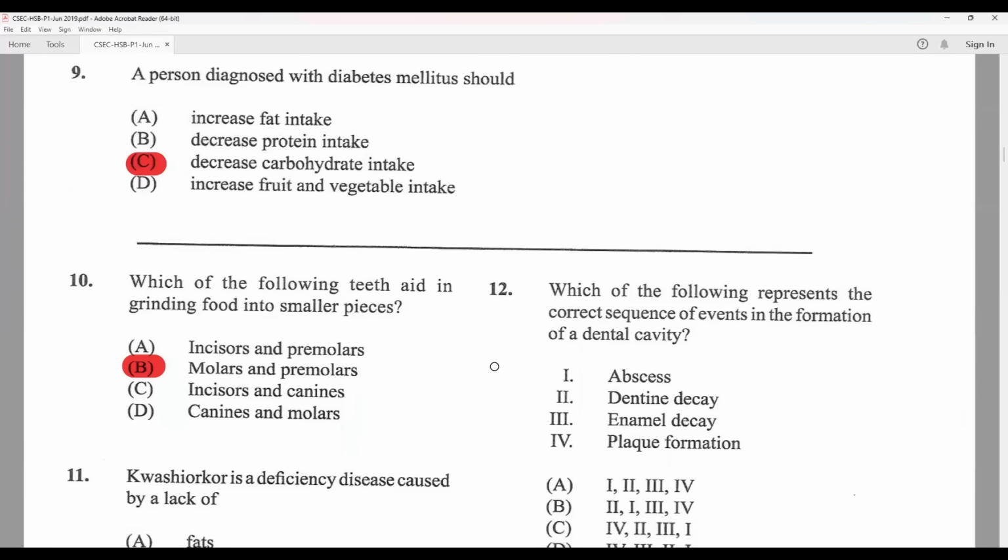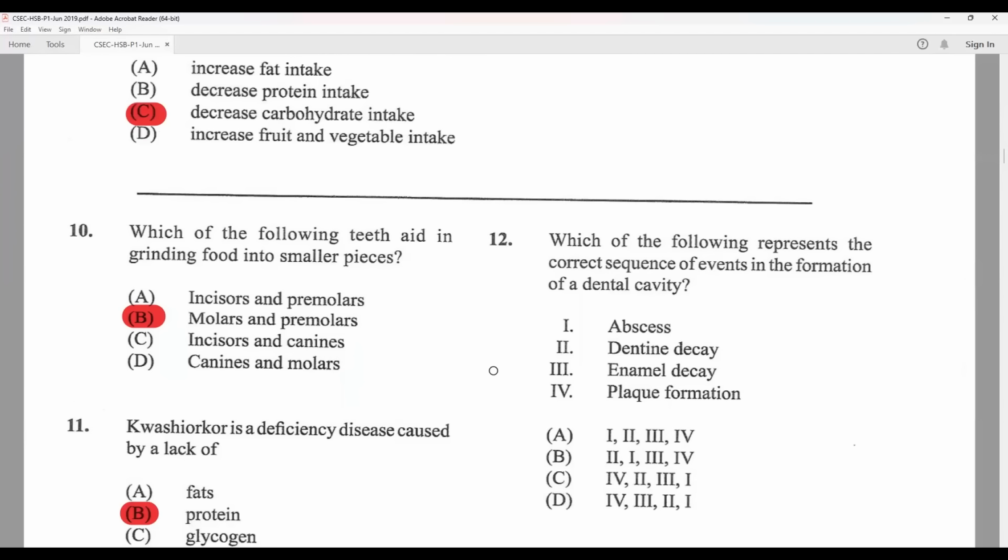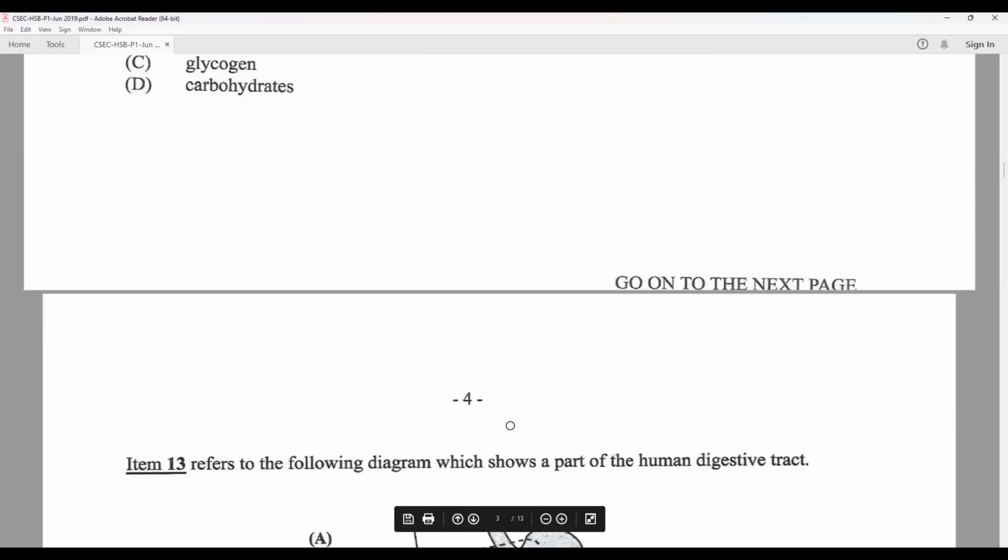B. Question 12. Which of the following represents the correct sequence of events in the formation of a dental cavity? We have abscess, dentine decay, enamel decay, and plaque formation. And they actually just wrote it backwards. So we have plaque formation first, enamel is the outside of the teeth, dentine is the second layer of the teeth, and the abscess happens after passing through all these steps. So we are going with D for question 12.